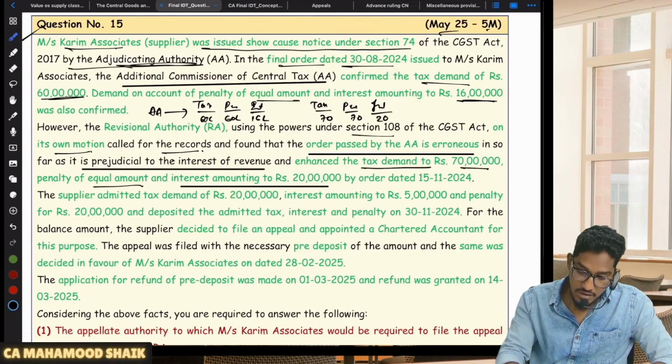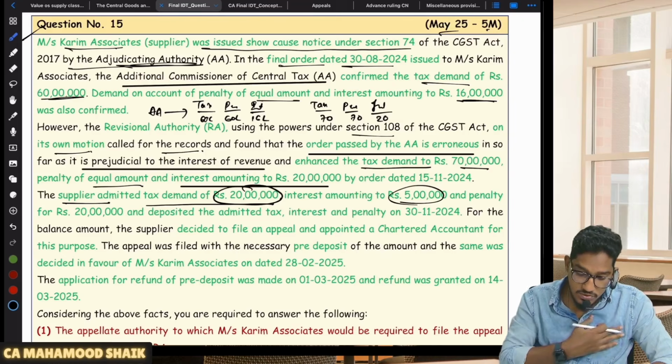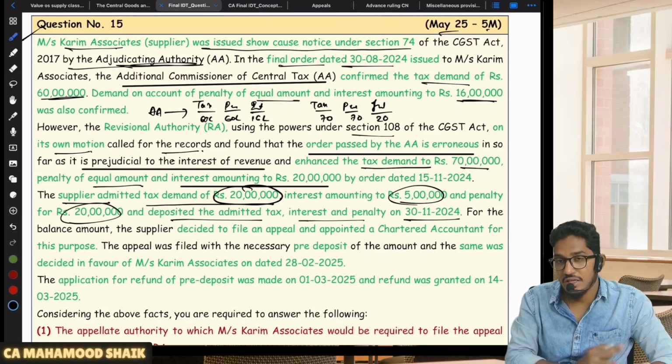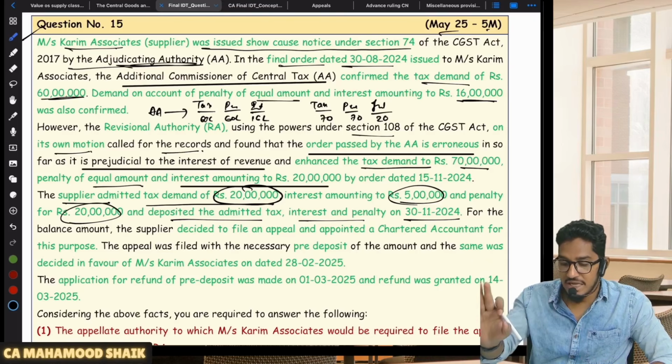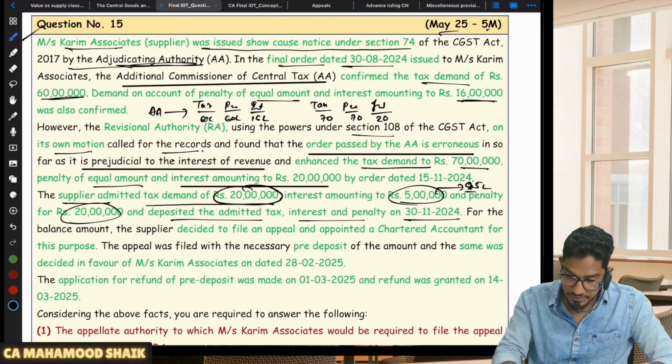Now what happened? The supplier admitted a tax demand of 20 lakh rupees. Out of that demand, he is admitting the tax liability of how much? He admitted 20 lakh rupees. Interest 5 lakhs he is also admitting. Penalty 20 lakh rupees he is also admitting. And he deposited the admitted tax, interest and penalty on 30th of November. So he admitted 20 lakhs tax, 20 lakhs penalty, 5 lakhs interest. So a total of 45 lakh rupees of admitted amount he has paid.